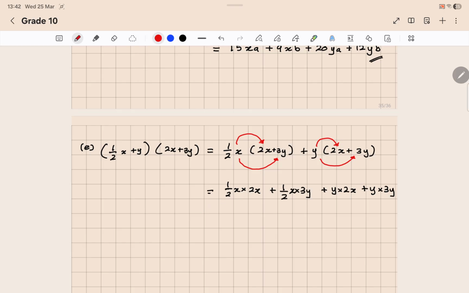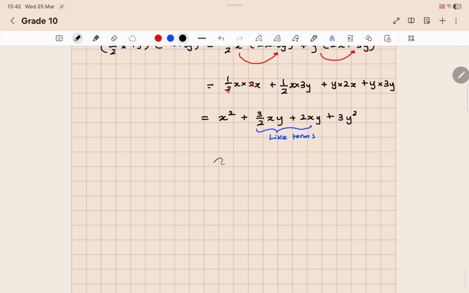So 2 and 2 cancel. So first term becomes x squared. Next term becomes 3 over 2 xy, then 2xy, then 3y squared. These are like terms, so simplify. X squared, 7 over 2, right? xy part ignore, just simplify the number part. So 3 over 2 plus 2 is 7 over 2 xy, 3y squared. So that is the final answer.